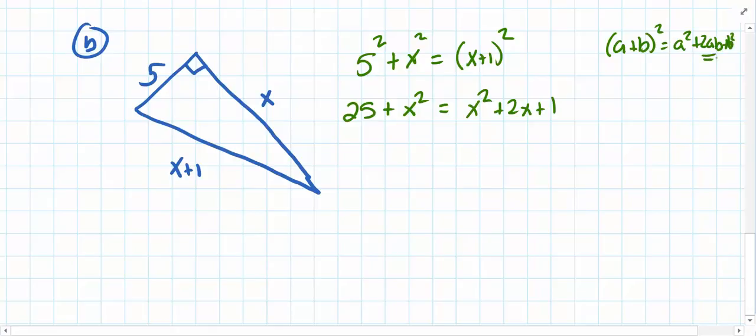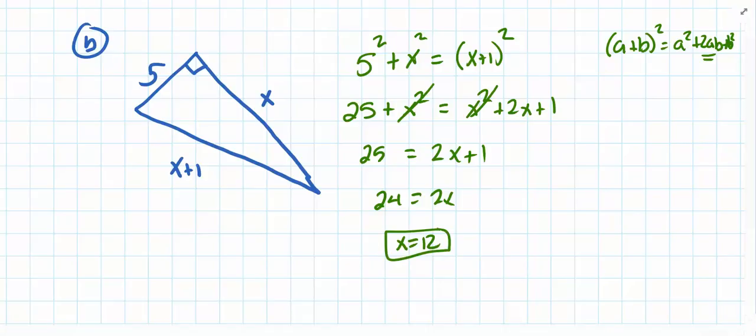Good. Now what do we do? Simplify. Check it out. The x squareds go away. 25 is equal to 2x plus 1, so 24 is equal to 2x. Therefore, a single x must be 12.